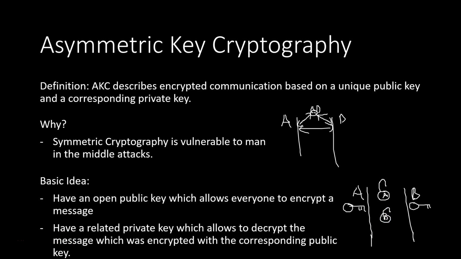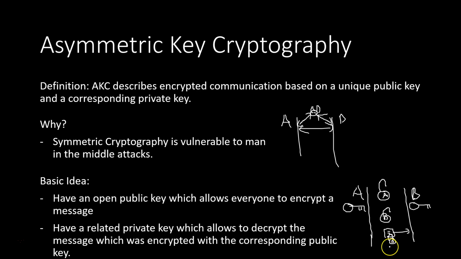Now, if Alice wants to send Bob a secret message, she will take Bob's lock and encrypt her message with that lock. She will send it over, and Bob will use his private key to open that lock. Because this private and public key pair is unique, Alice can be sure that only Bob will be able to open her message. It would work the same way around if Bob wants to send Alice a message.